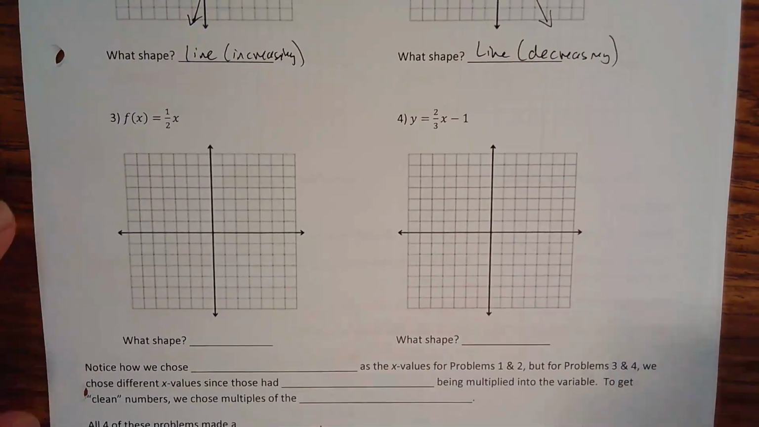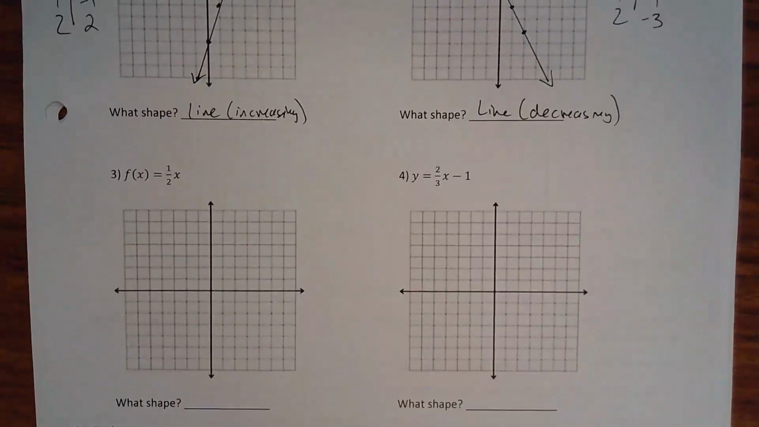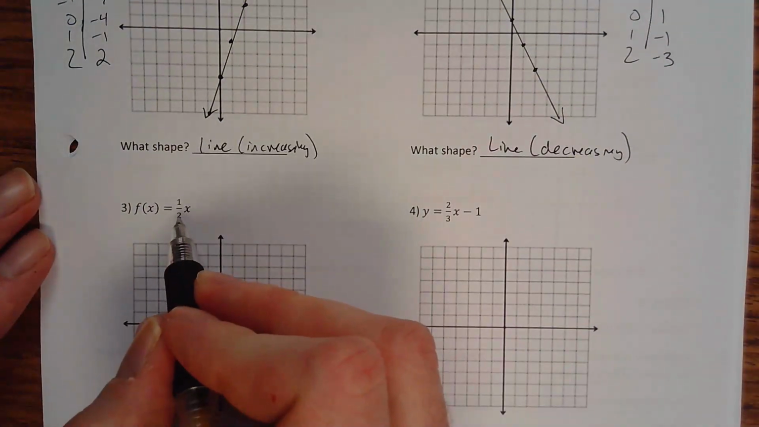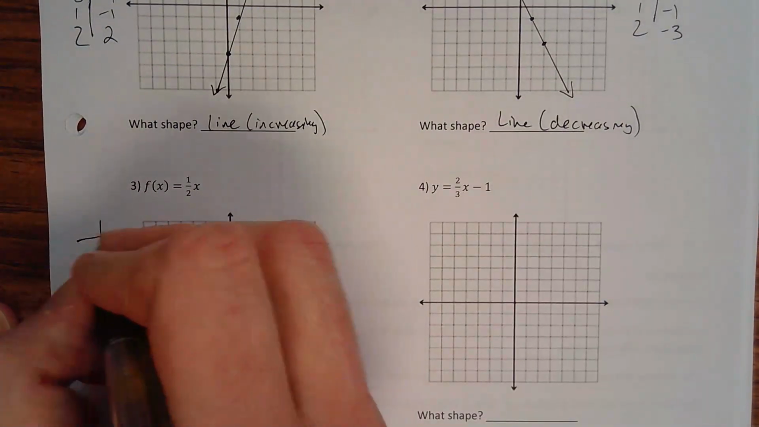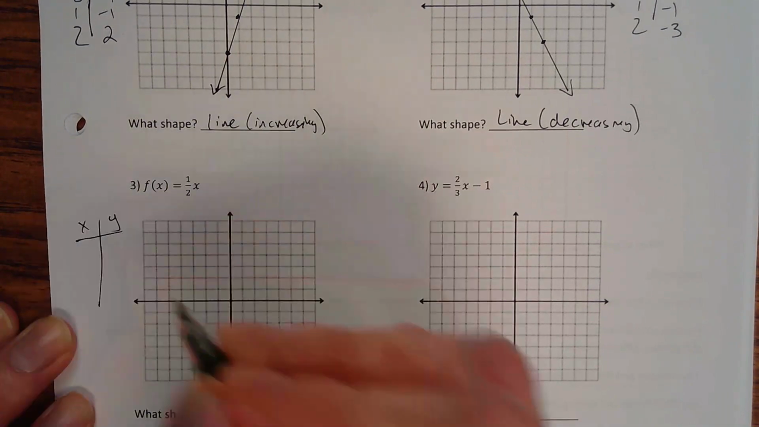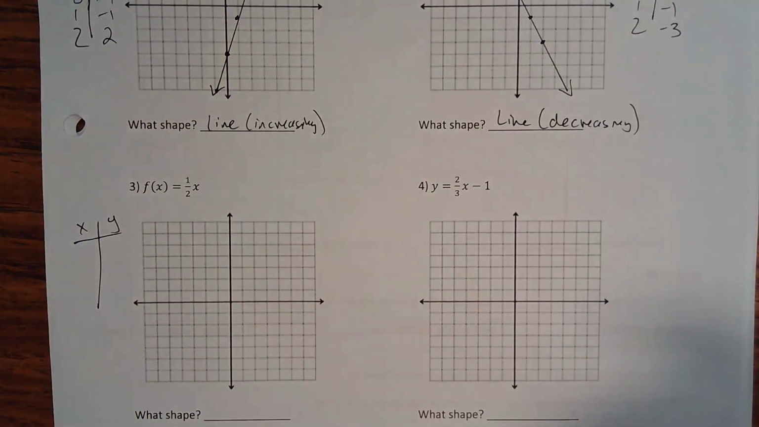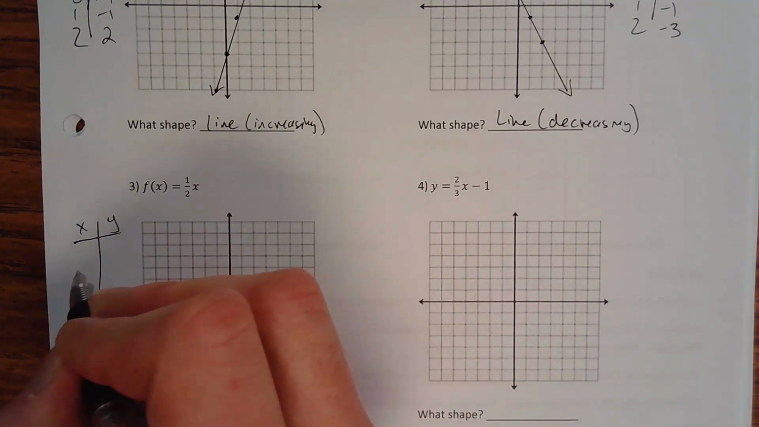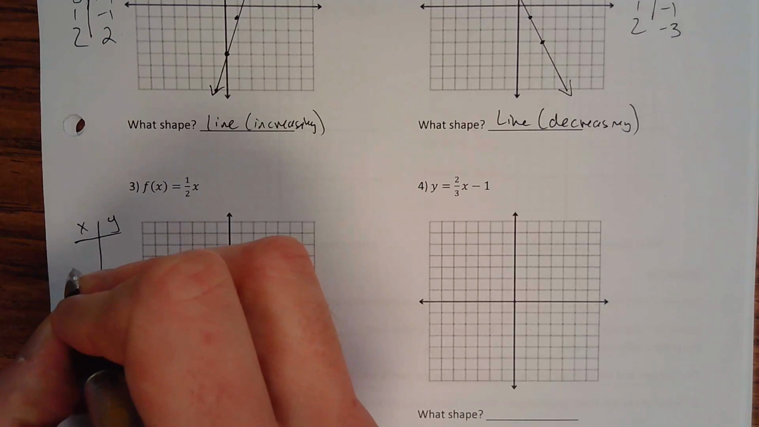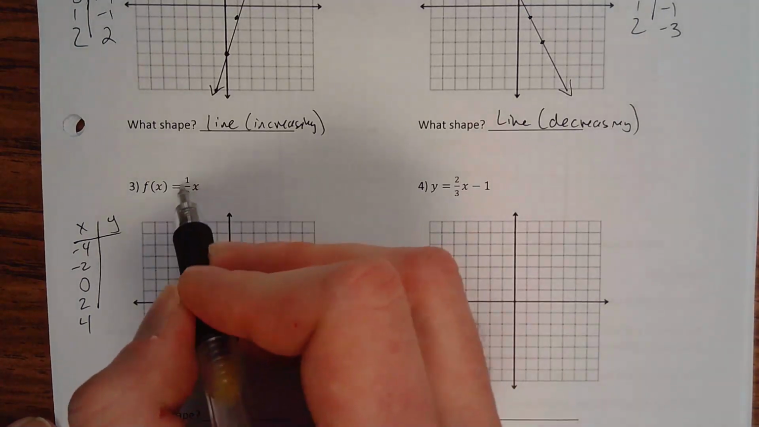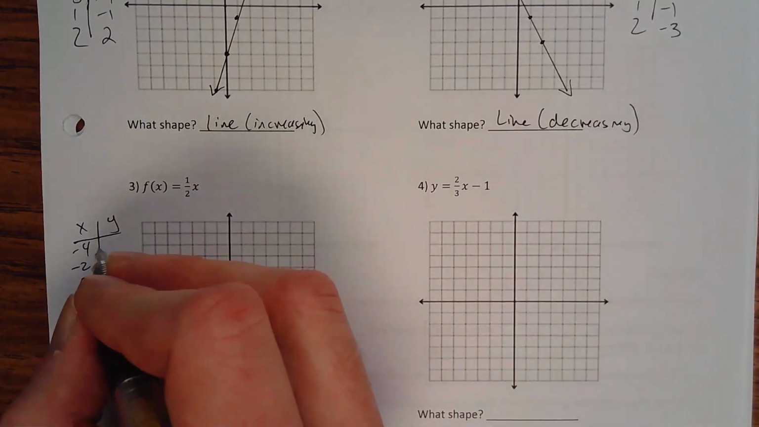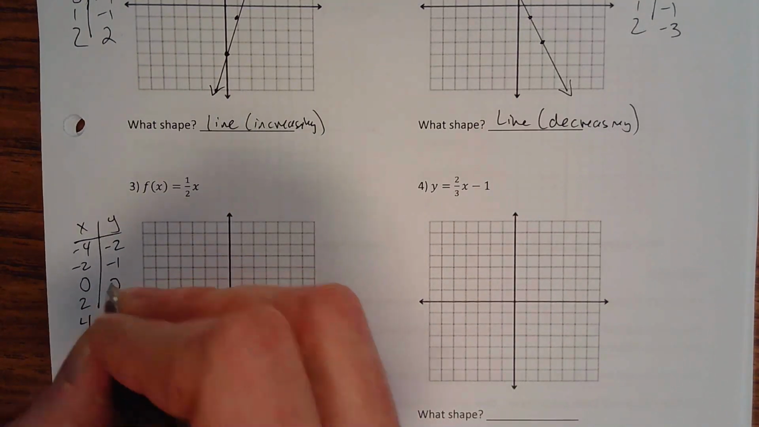Okay. Next one here. If you notice, this has a 1/2 out front. So think, what kind of numbers are really easy to multiply by a half? Well, even numbers are easy to cut in half. Odd numbers are not. So I would avoid odd numbers. Instead of doing -2, -1, 0, and so on, I'll only pick even numbers because those are easier to divide by 2, since I'm going to multiply by half.